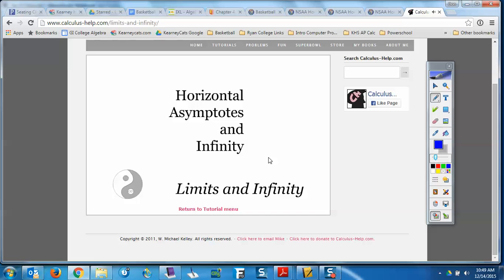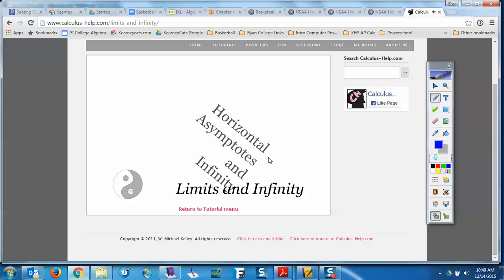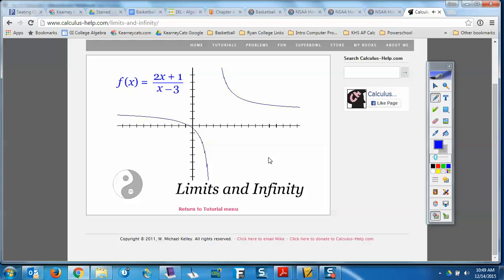Vertical asymptotes aren't the only asymptotes which relate to infinity. Horizontal asymptotes do as well, just in a slightly different way. To see this, let's look at the graph of f again. Now, as x gets infinitely large, or as we go along the x-axis, note that the graph of f is bending slowly downwards towards a height of 2.